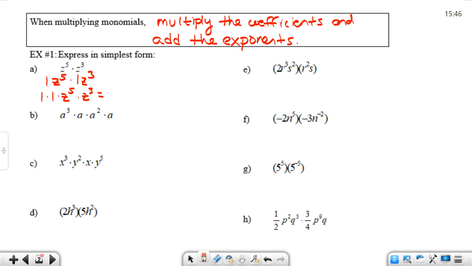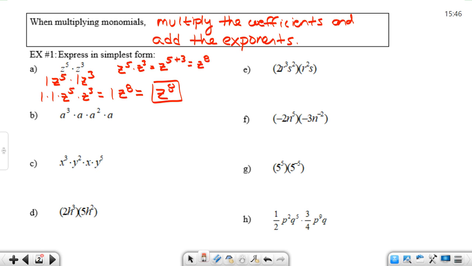Now, this makes it quite easy because now we can go ahead and multiply the coefficients. We get 1 times 1. This is pretty easy. It's just 1. Now, z to the fifth times z to the third, guys. Our rule of thumb is if we have like bases and we're multiplying them, we're going to add the exponents. So what this is going to give us is z to the eighth. So our final answer is going to be 1z to the eighth, or if we just want to make it super simple, z to the eighth power.